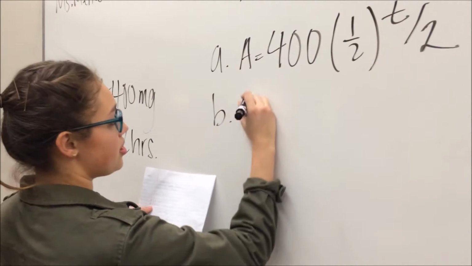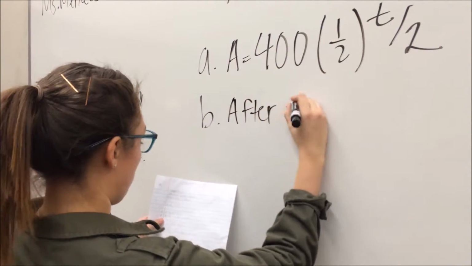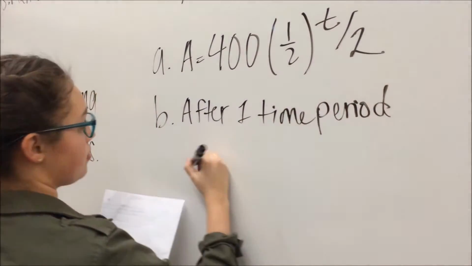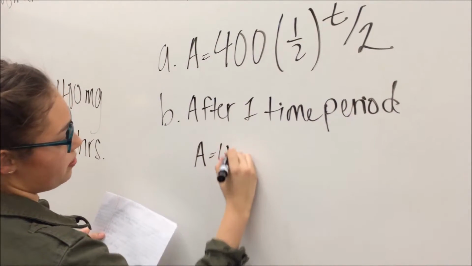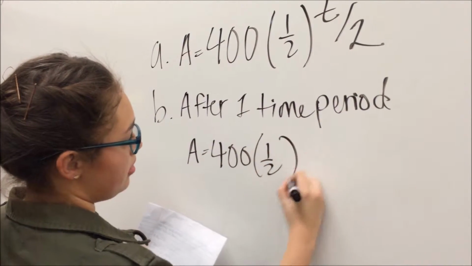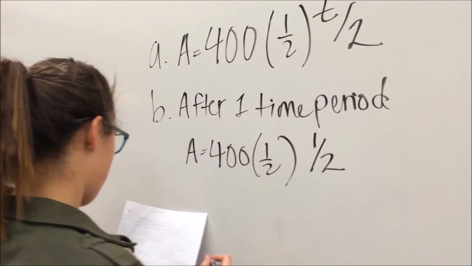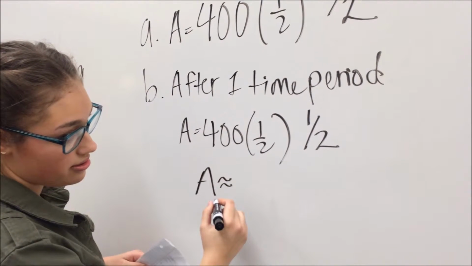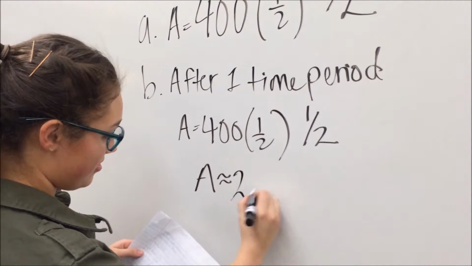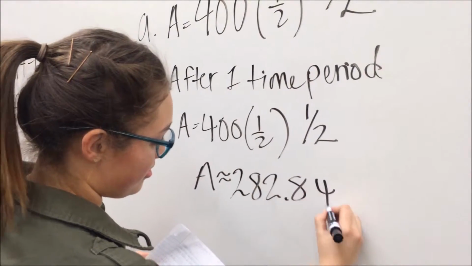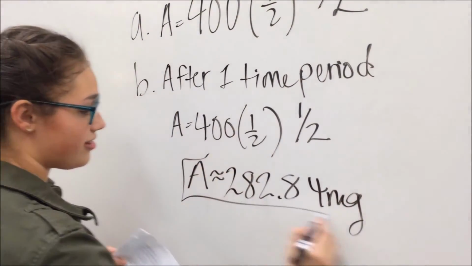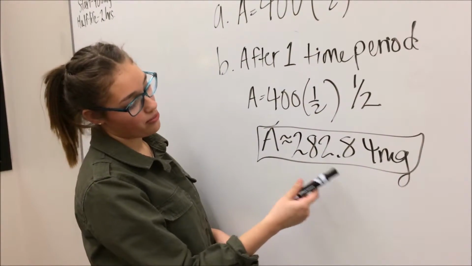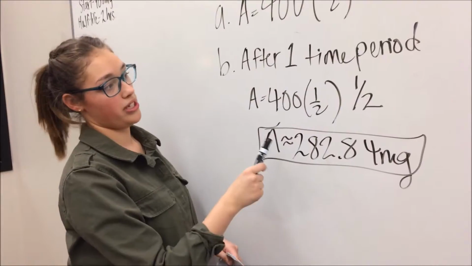Part B. So you're going to do it after one time period. And then you restart with your equation, but plug in 1. So it'll be A equals 400 times 1/2 to the 1 over 2. And then you calculate that, so that would be about 282.84 mg. So 282.84 milligrams would be how much is left in your body after one time period.